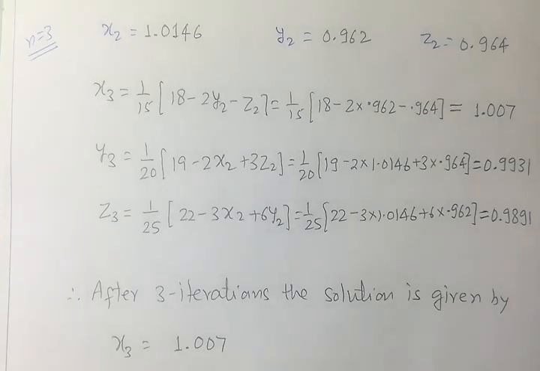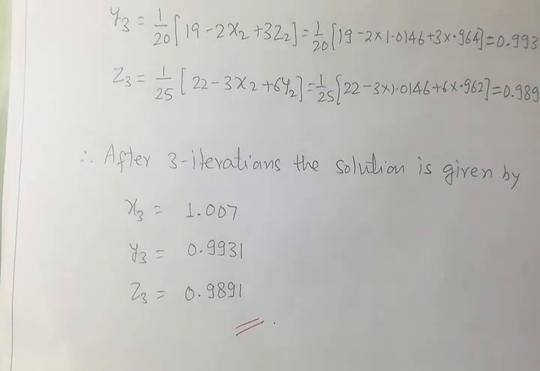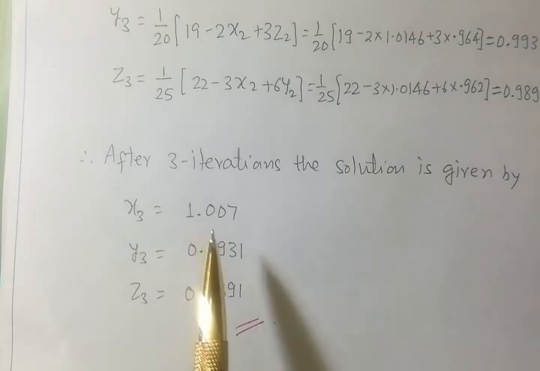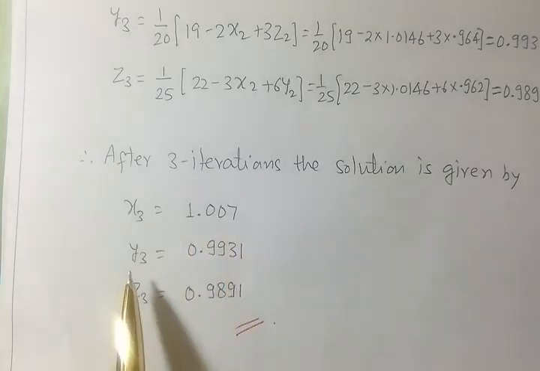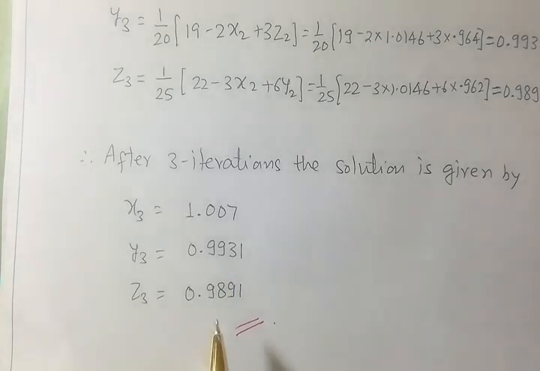So we can directly write the answer. After 3 iterations, the solution is given by x3 is equal to 1.007, y3 is equal to 0.9931 and z3 is equal to 0.9891. Okay, this is the way we have to solve using Jacobi's method.